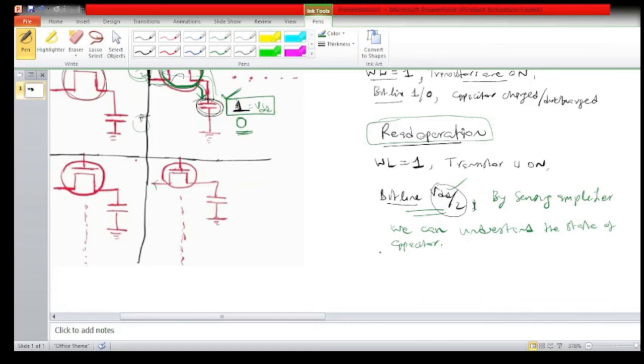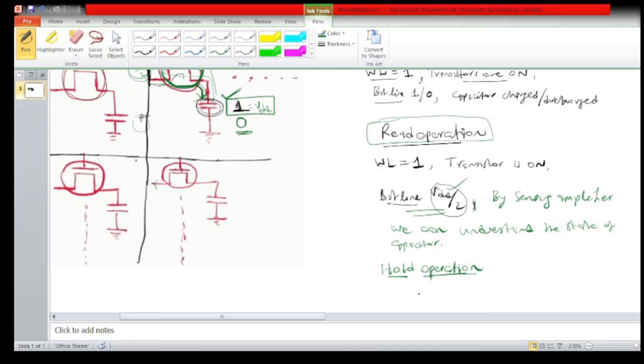And the next operation is the third one, which is the hold operation. And in this hold operation, what does that mean? It means we have to hold the data which we stored in this memory, in dynamic RAM.